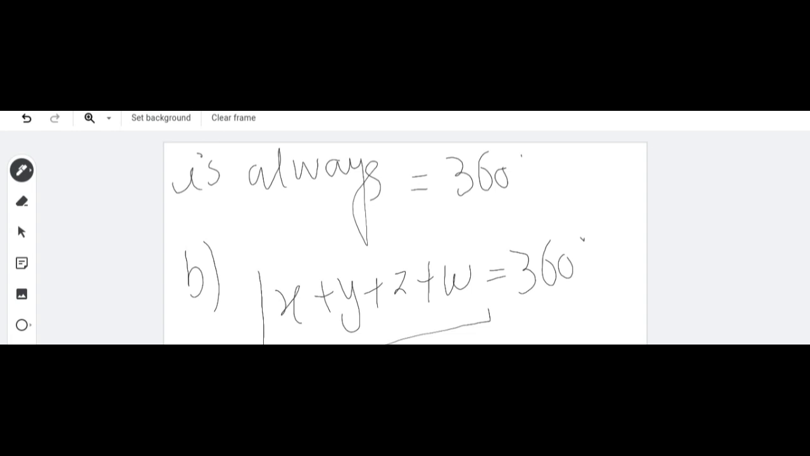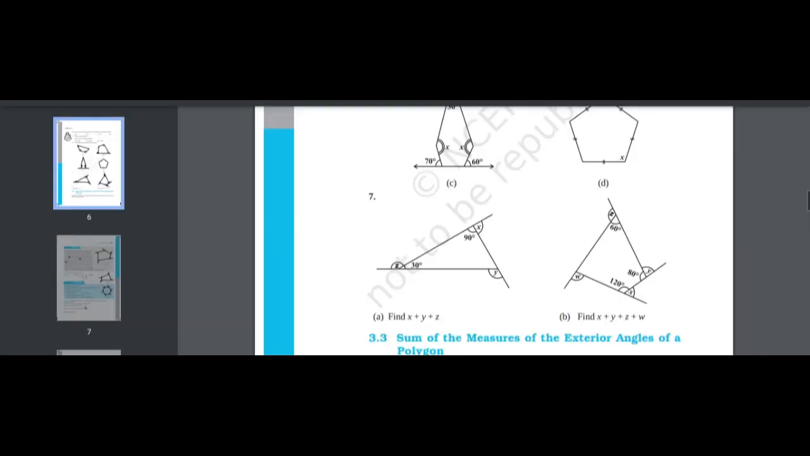You can just write, using the same exterior angle theorem, the sum of all the exterior angles of any polygon is always equal to 360, because x, y, z and w are the exterior angles. We have done the exterior sum of angles and interior sum of angles. Interior will be 180, exterior will be 360.